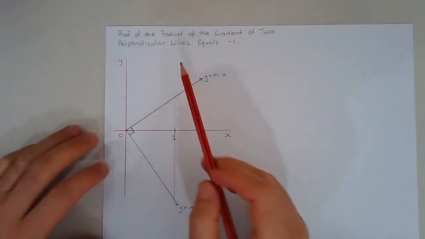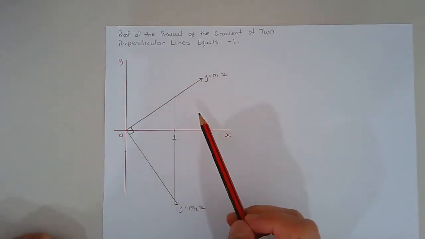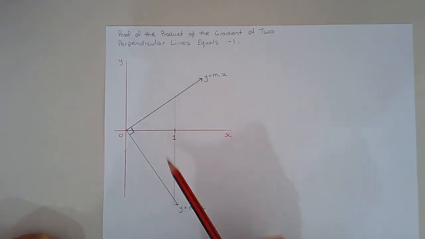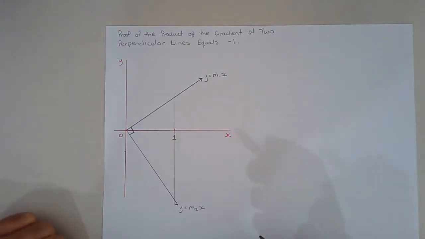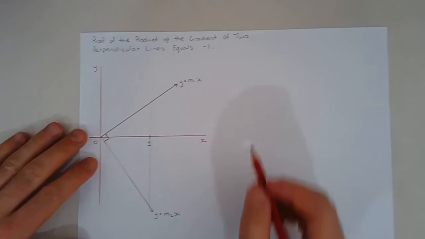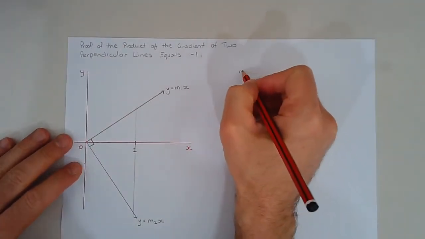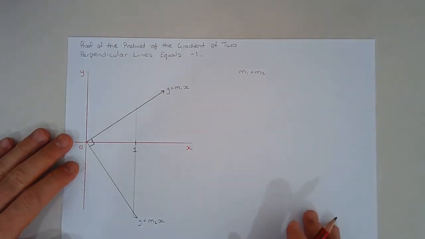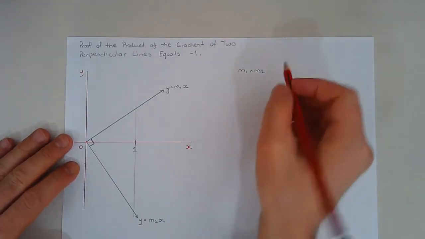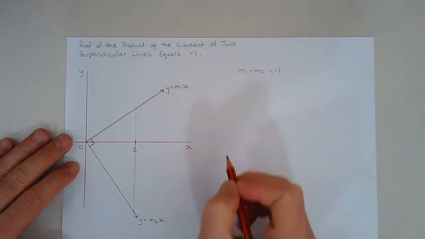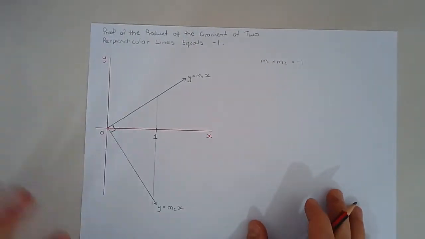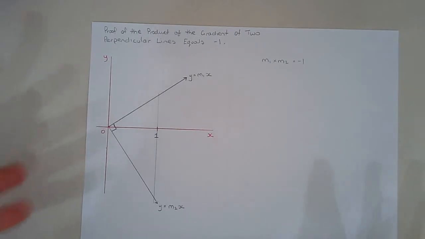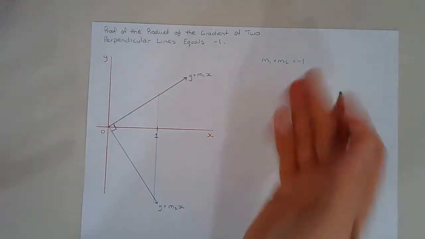In this video, we're going to prove that the product of the gradients of two perpendicular lines equals -1. You might have seen this rule: if we have two lines that are perpendicular to each other and you multiply the two gradients together, you get -1. In this video, we're going to see why, or at least one proof as to why this occurs.